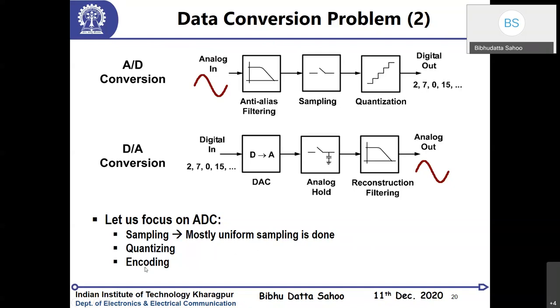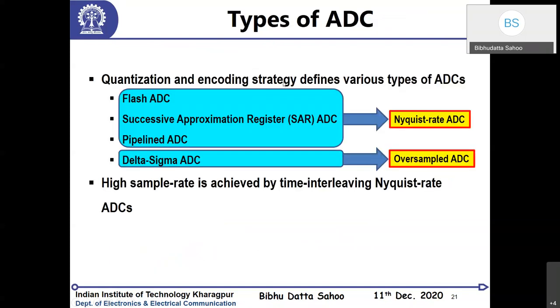Then how do you quantize and encode? The quantization and encoding strategy defines various types of analog to digital converters. You have flash ADC, successive approximation register ADC, and pipeline ADC, and these are called Nyquist rate ADCs. Then you have something called delta sigma ADC. These are called oversampled ADCs. So two kinds of ADCs. High sample rate is achieved by time interleaving Nyquist rate ADCs. It is difficult to time interleave delta sigma ADCs.